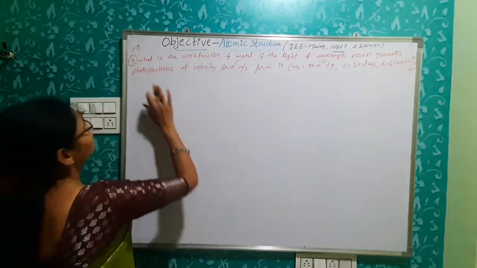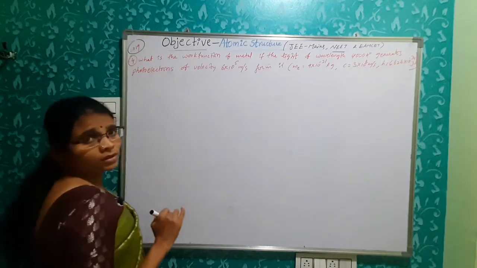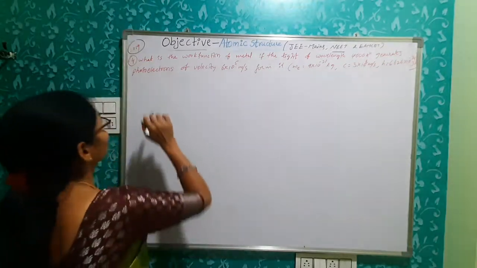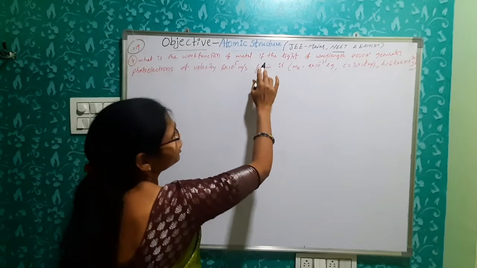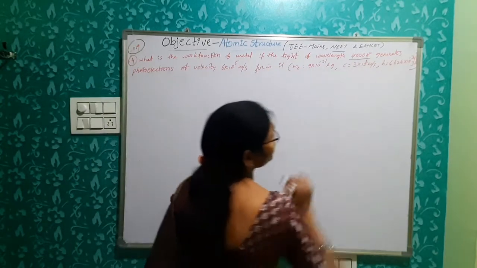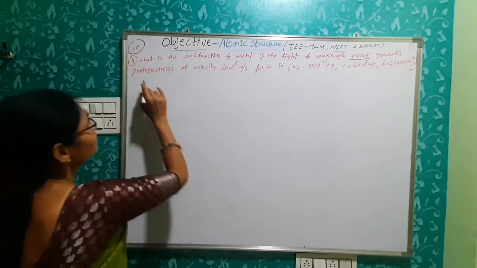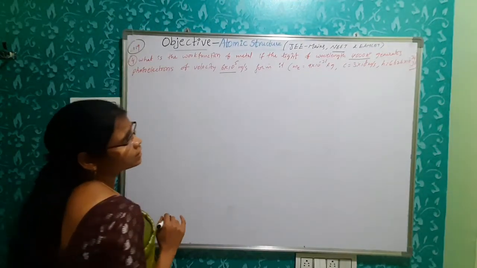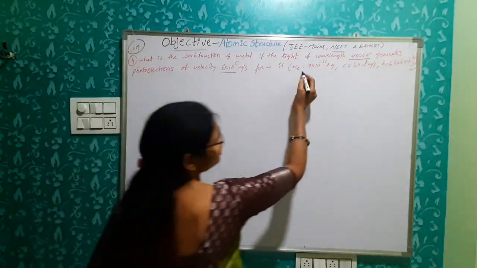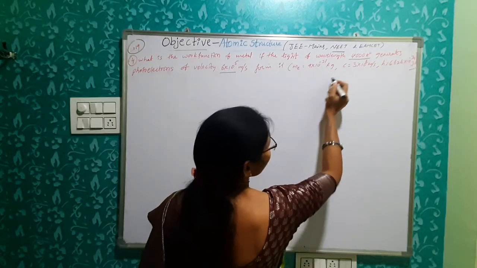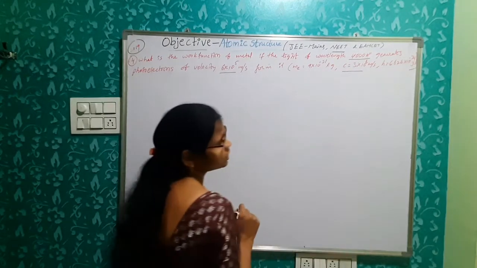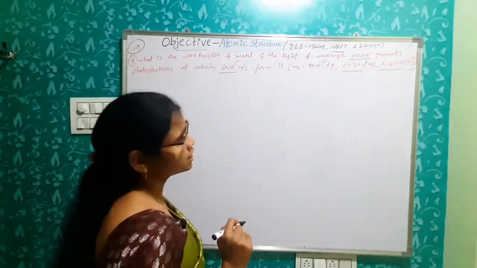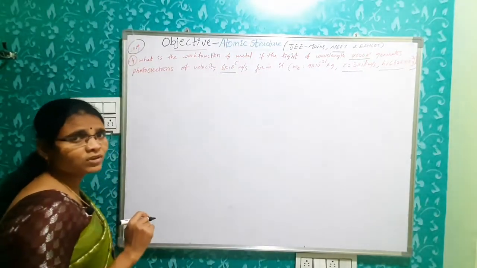Next problem. This is a previous year question, present in the 2019 JEE Mains paper. What is the work function of a metal if light of wavelength 4000 angstroms generates photoelectrons of velocity 6 into 10 power 5 meters per second from it? The mass of electron is given as 9 into 10 power minus 31 kg. The velocity of light is given as 3 into 10 power 8 meters per second. Planck's constant h is also given, 6.626 into 10 power minus 34 joule second.